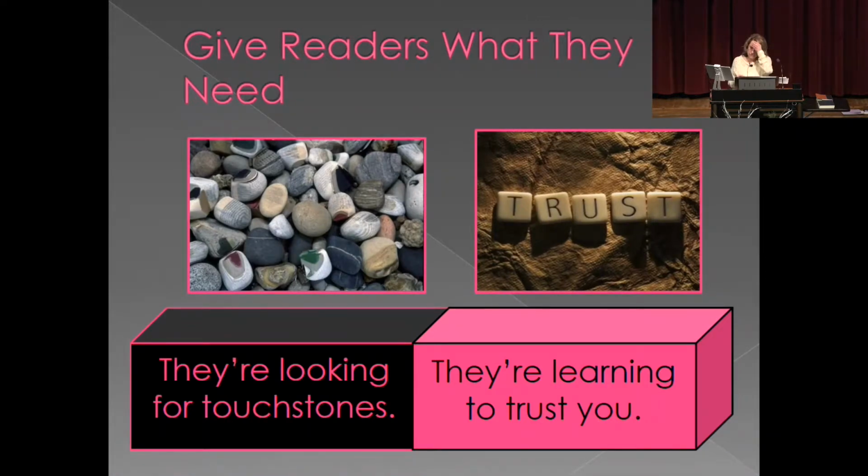So we're giving readers what they need. And here are two really important areas when it comes to especially the personal narrative genre, your testimony. They're looking for touchstones, and I'm going to talk about that in a little bit. It's called crossing points, where they can find themselves in your writing. And secondly, they're learning to trust you. This is a big part of your responsibility as a writer. As a writer, you must establish trust between yourself and the reader.